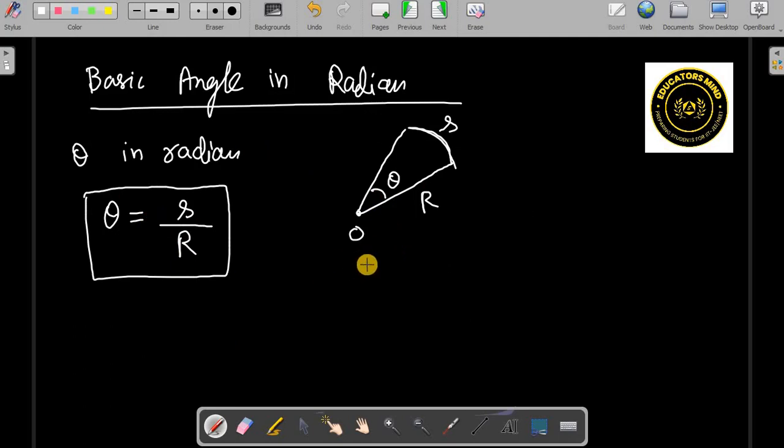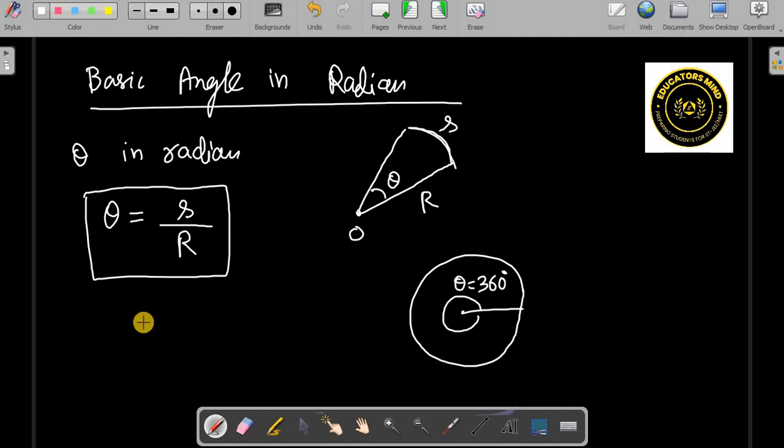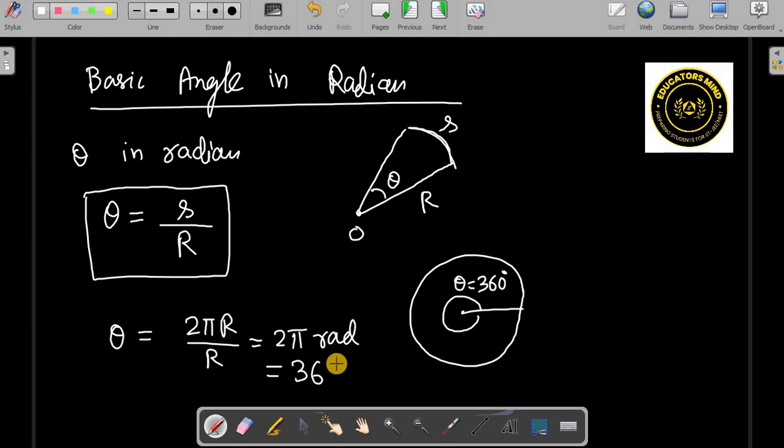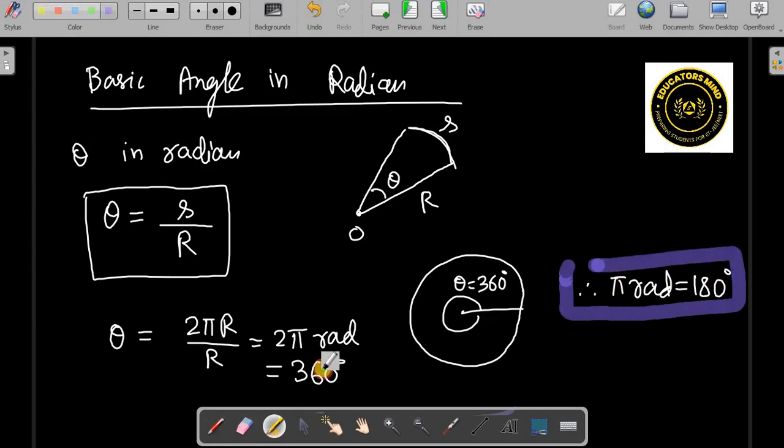So how to convert radian to degrees? Suppose you take a complete circle, then the total angle theta is 360 degrees. We know that, right? So theta will be calculated with total arc length 2 pi r by r. 2 pi r by r, that will give us how much? That will give us 2 pi. So 2 pi radian is equal to 360 degrees. Therefore we can say that pi radian is 180 degrees. So from this you can convert angles.